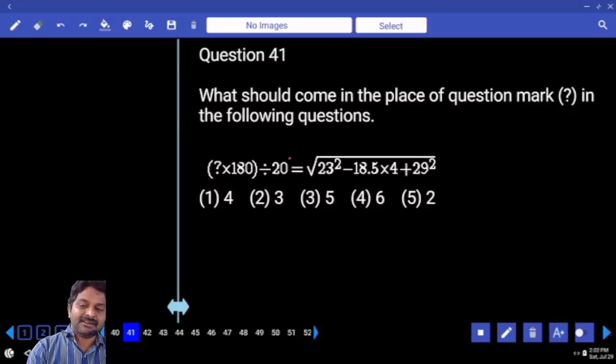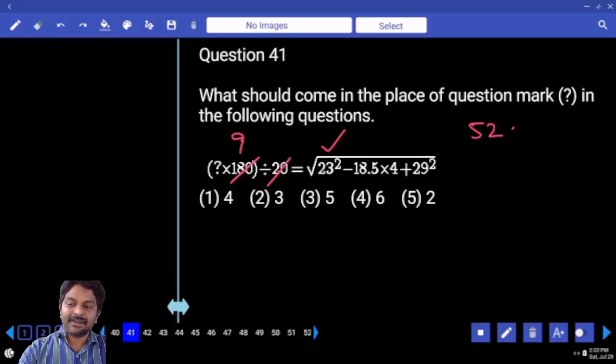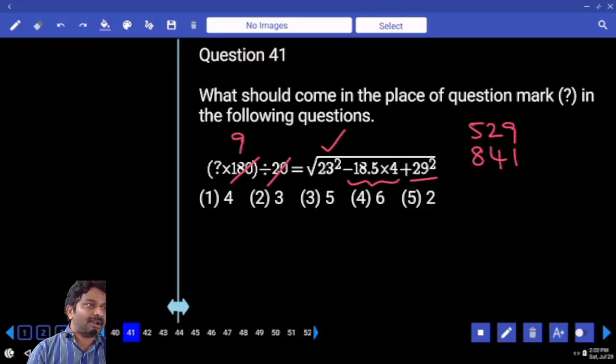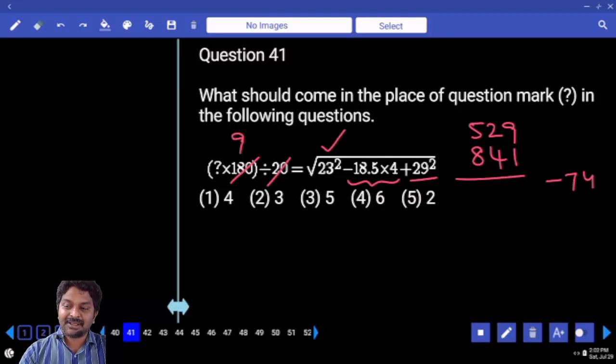Left hand side, 20 how many times? So left hand side is clear, 9x. Now let's concentrate on the right hand side. Positive numbers: 23 square, 529. And the other positive number, 29 square, which is 841. Negative number: 18 and a half, 4 times. Double, double. 18 and a half double is 37, double. So that means we need to subtract 74 from this number, correct?